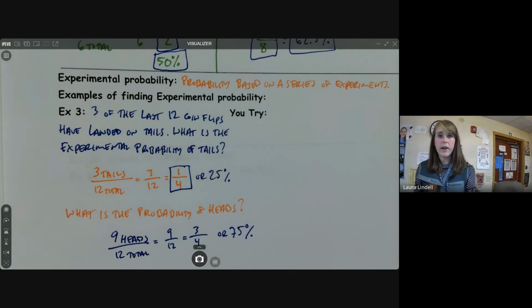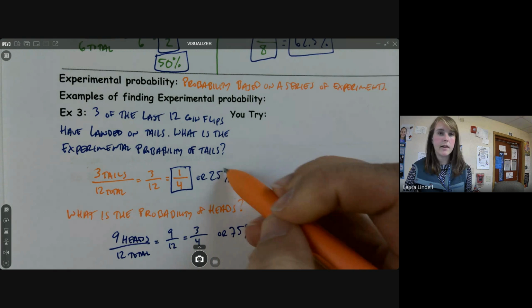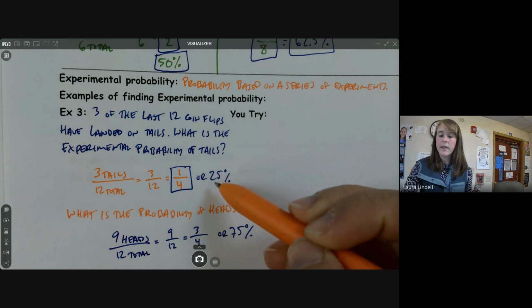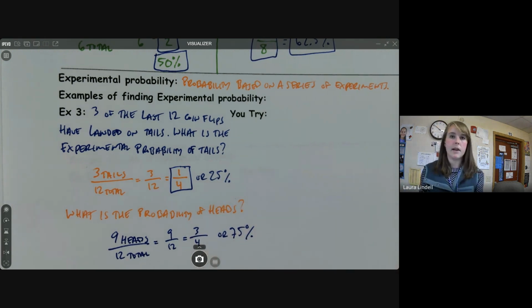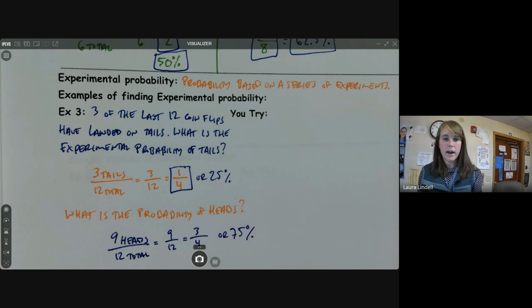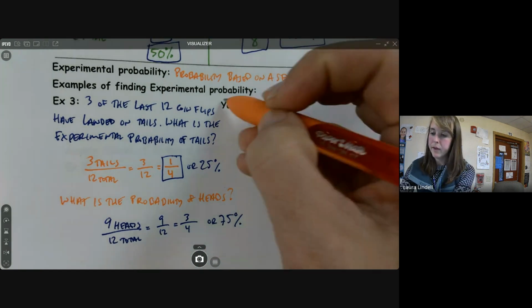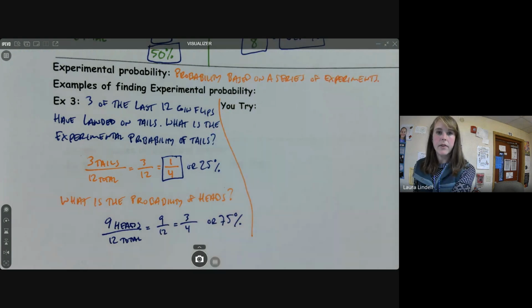Another way you could figure that out is, since it's not tails, it must be heads, right? And if 25% was tails, then the other 75% must have been heads. So that's another way you can figure that one out as well, if you were asked that follow-up question. Okay. You get to try this time.